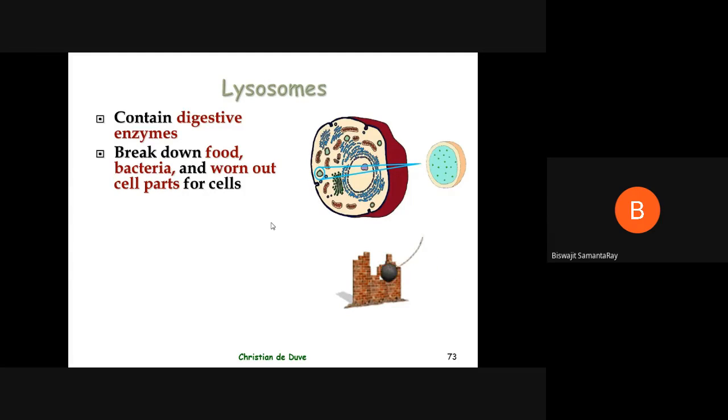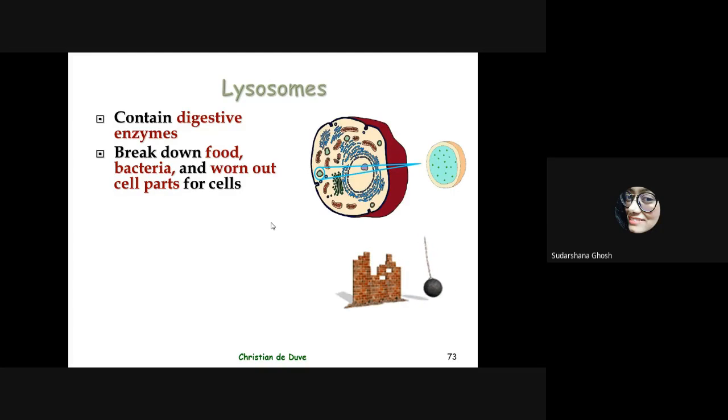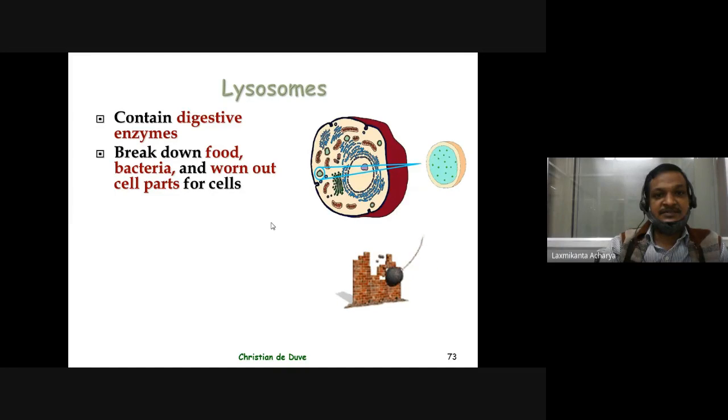It digests foreign pathogens, antigens, whatever is not necessary to our body. Any other things? Actually, the worn out cells are digested by these lysosomes. They encircle them. Very good, very good.